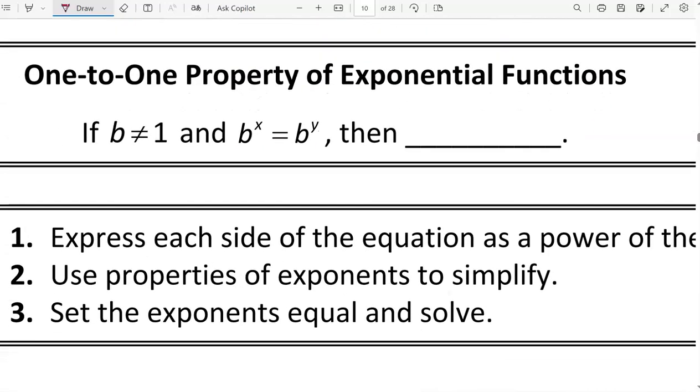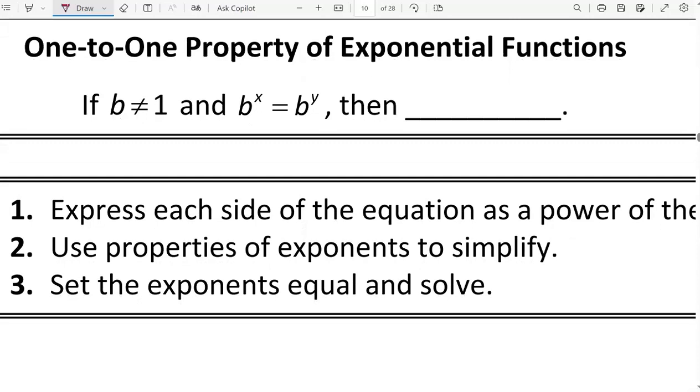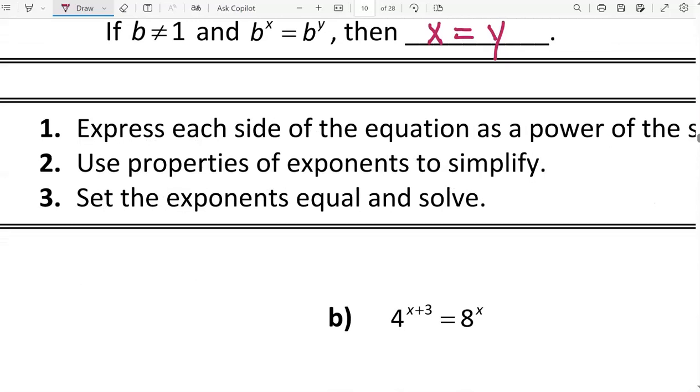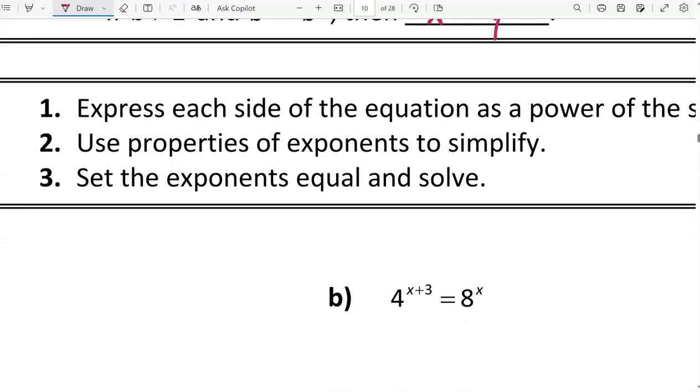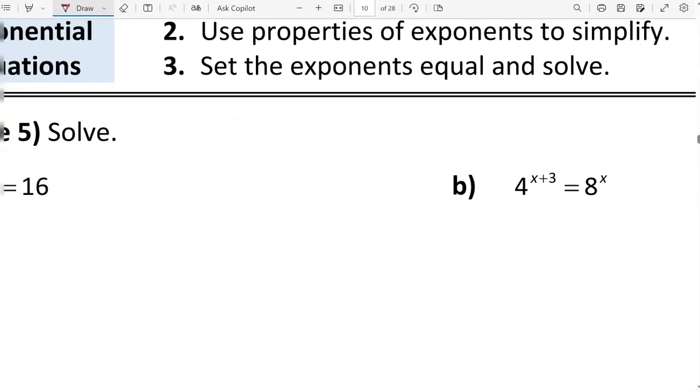That brings us to the 1-to-1 property of exponential functions. If our base is not 1 and b raised to the x equals b raised to the y, then x is equal to y. This gives us a technique that we can use to solve exponential equations by expressing one side of the equation as a power of the same base and then using properties of exponents to simplify and then equating our exponents and solving.